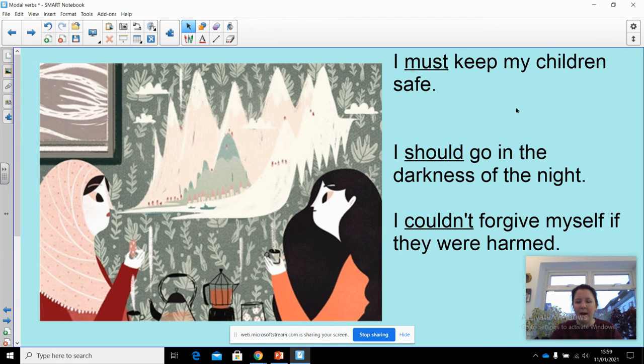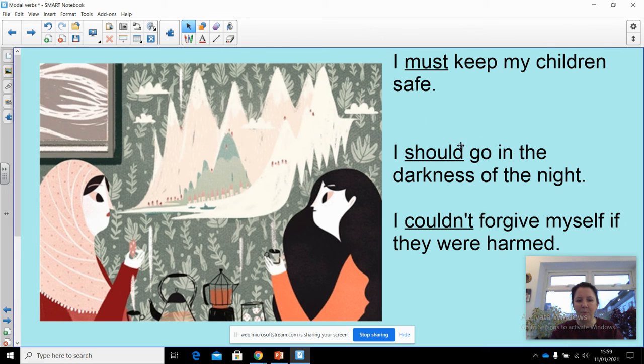So I've said, I must keep my children safe. I should go in the darkness of night. I couldn't forgive myself if they were harmed. So you can see here I've used three modal verbs. You might notice here that this is the negative version. You could also do shouldn't, mustn't. They are still modal verbs as well.